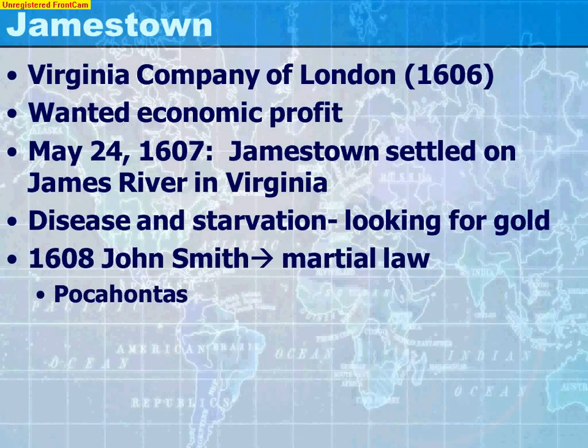In 1608, though, Captain John Smith, who we know from the Disney movie Pocahontas, very untrue, took control of the settlement. He established martial law. This is basically military rule. He's in charge because he has the gun. And we all know the story about how Pocahontas saved him from being killed.